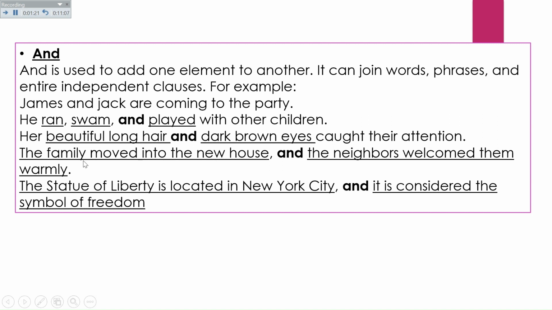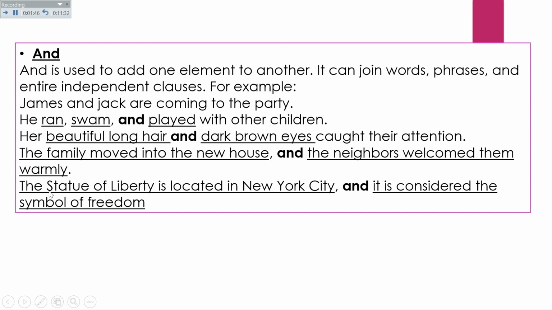Let's see another example. The family moved into the new house. This is an independent clause, right? The family is the subject and moved is the verb, right? And the neighbors welcomed them. The neighbors welcomed them is also a clause, because neighbors is the subject and welcomed is the verb. And the coordinator and is joining them. Since these are clauses, we will place a comma before and.